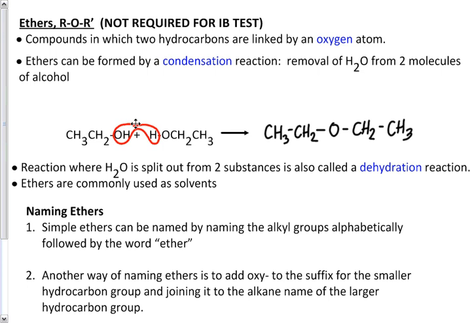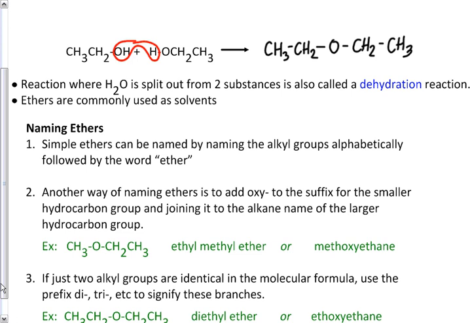Now to name an ether, a simple ether can be named by naming the alkyl group on each side, and you would just do it alphabetically. So if you had a methyl and an ethyl group, you would say ethyl methyl ether, which sounds like you have a lisp, but it's the right way to do it.